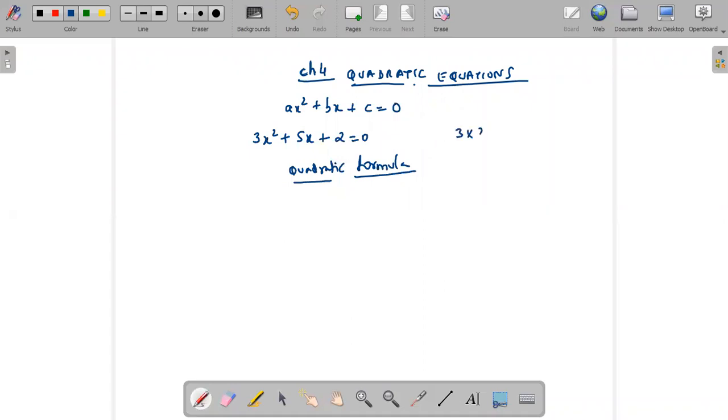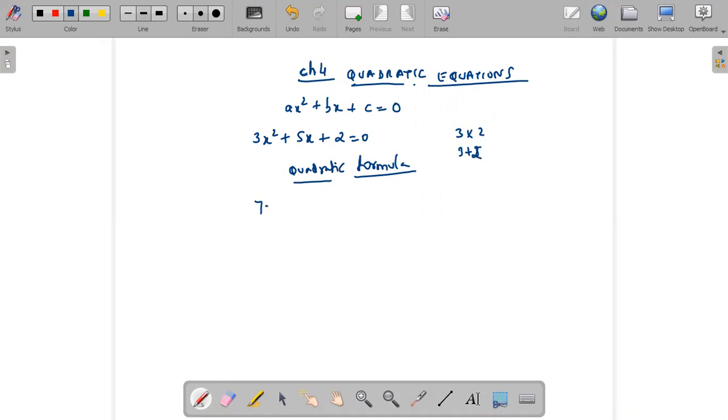But here, remember, the product is 6. So that is 3 into 2, and when you add, you get 5, so 3 and 2. In this case, it's very easy to find the factors because these numbers are very small and you could easily find them. But there may be questions where you may not be able to find the factors.